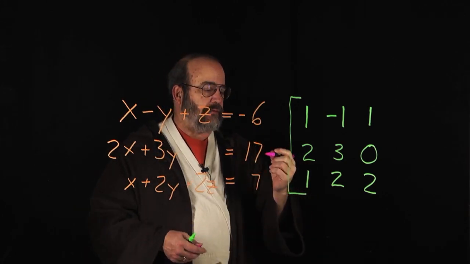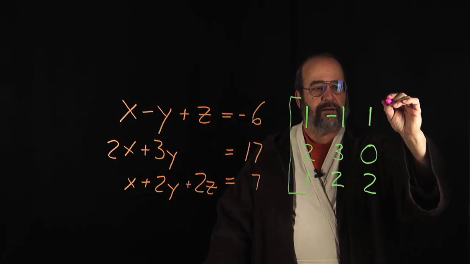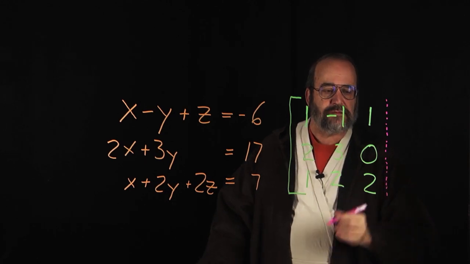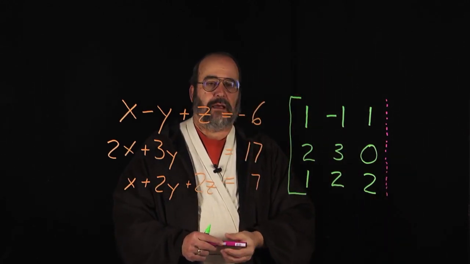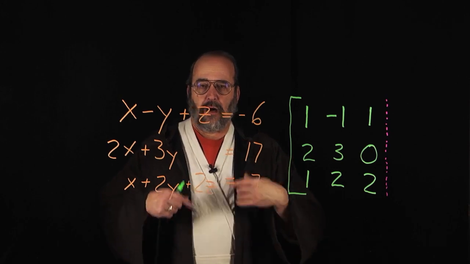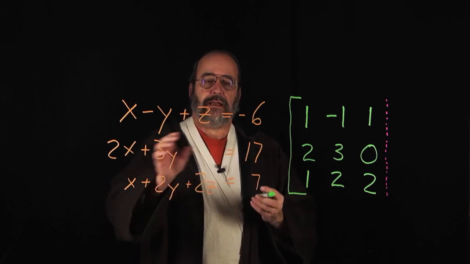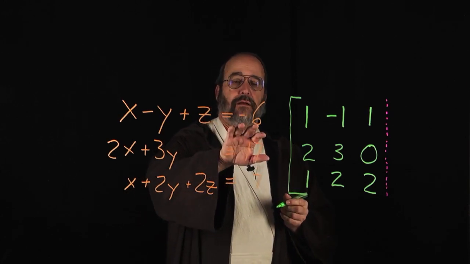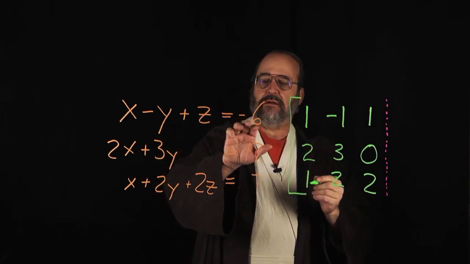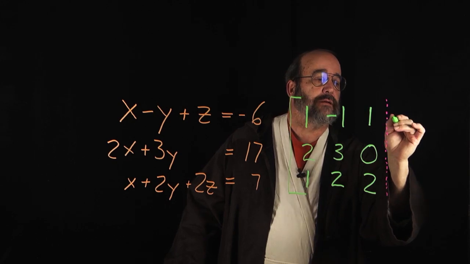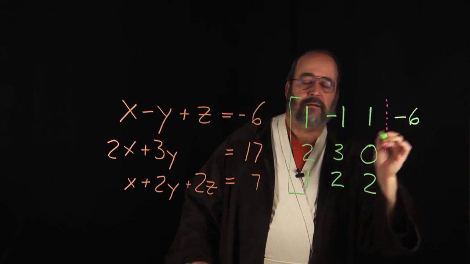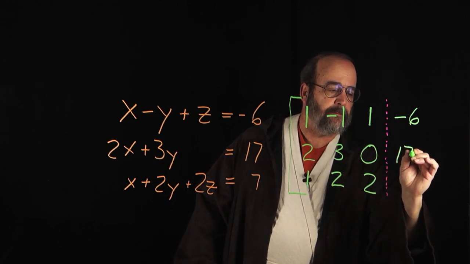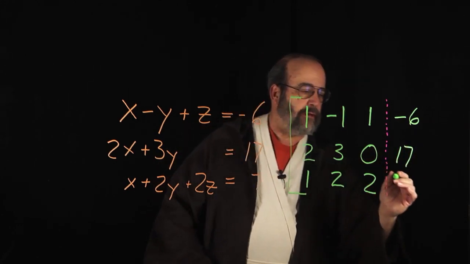And quite often what they do is they'll put a kind of dotted line right here, just to represent, okay, there's the equal sign, if you will. And then we're going to do what's called an augmented matrix, and that's when we put in what all these equations are equal to. And literally it's just the number again. So here we've got -6, and right here we have 17, and then in the third row we have 7.